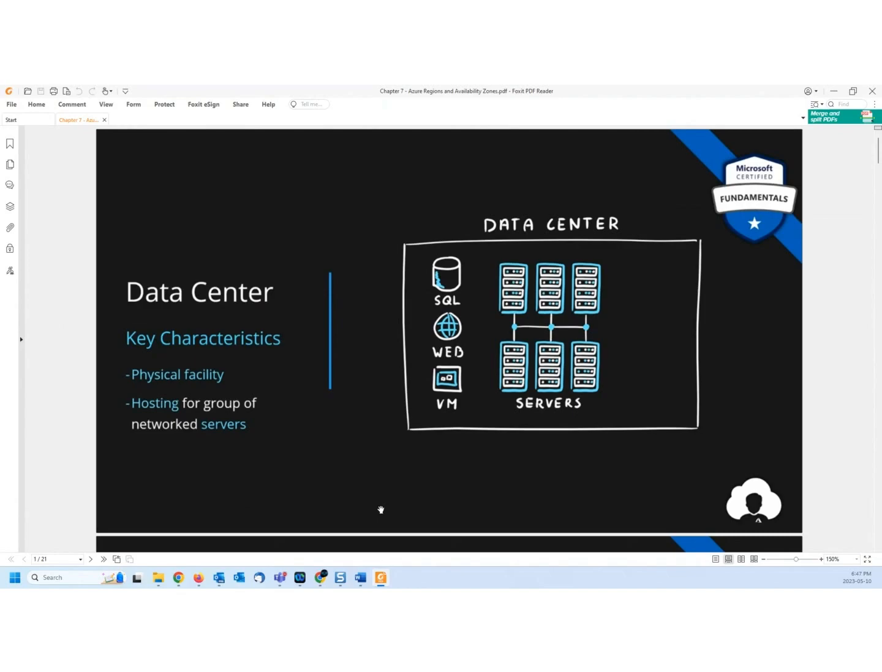So what is a data center? When we talk about the data center in general, in the private cloud, these are the things that we can think of: we will have more than one server available in the data center. Each server will have some functionality associated with it, whether it's a SQL database, whether it's a web server, or whether they are providing the virtual machine.